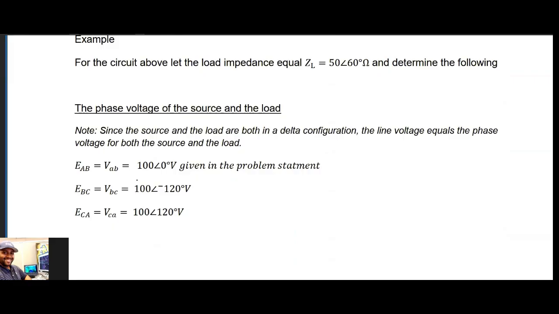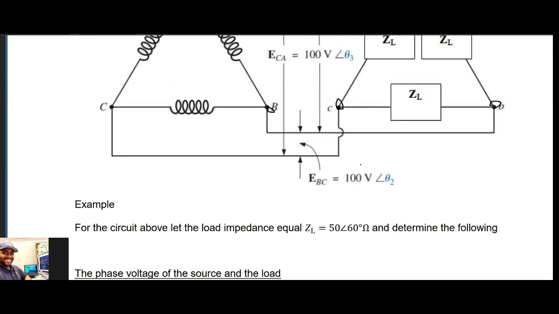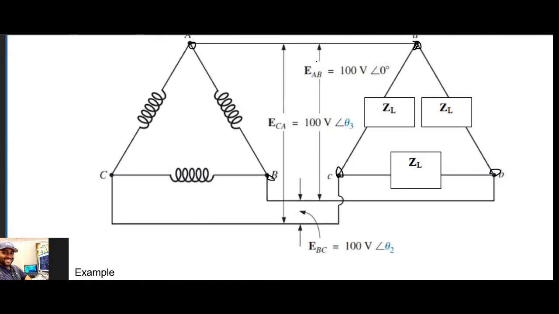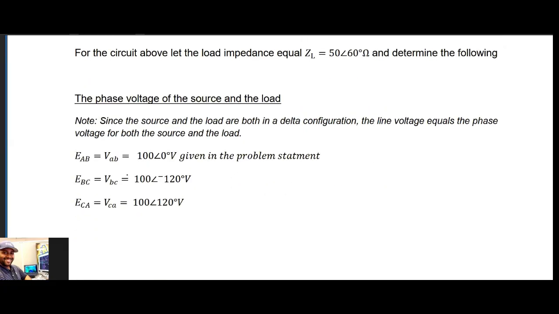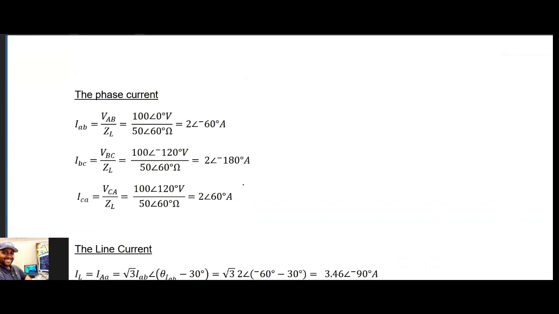All right. And so therefore, let's see. What this problem gives you is the line voltage. So it says EAB equals 100 volts at an angle 0. So this is my reference voltage right here. So therefore EAB equals VAB, which equals 100 volts at an angle 0. And the other two phases are displaced just by 120 degrees.